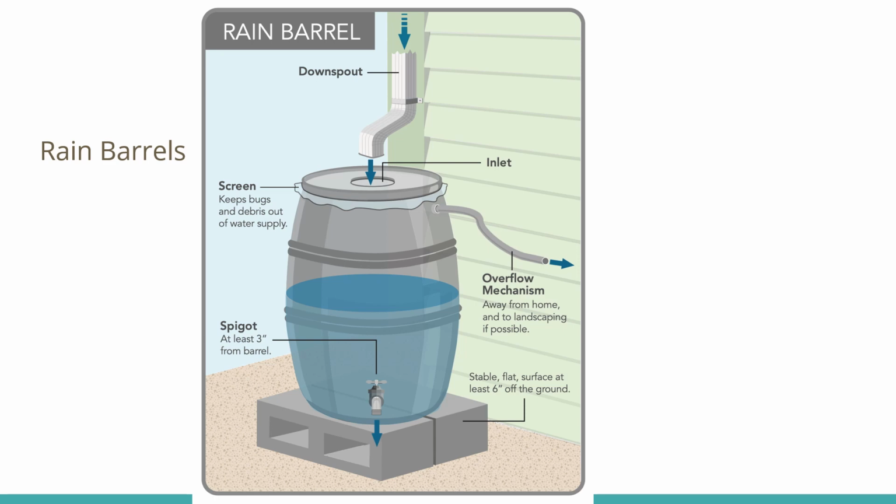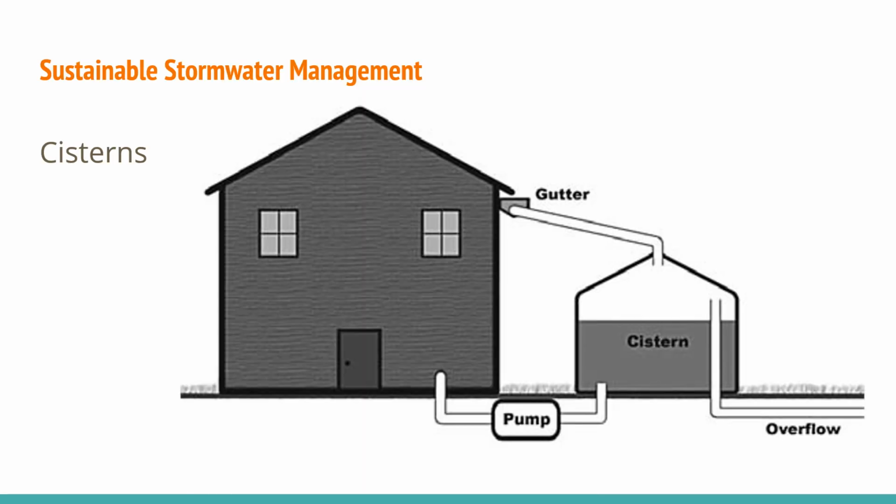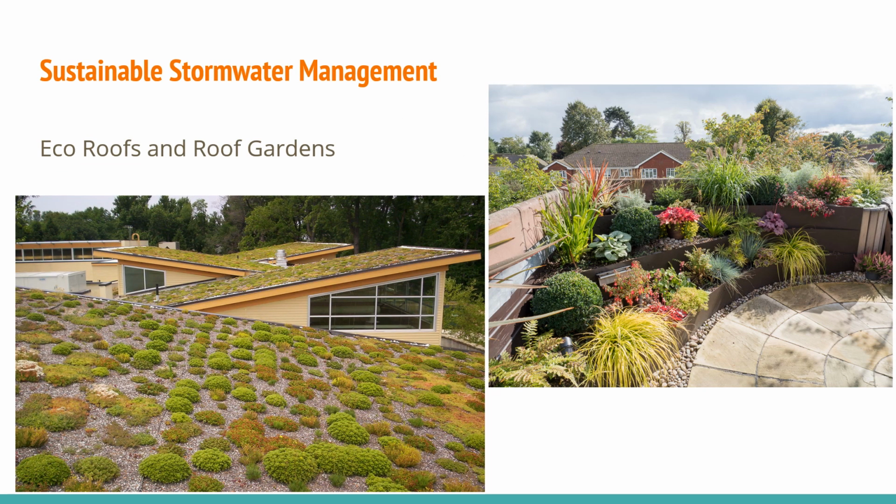Another example of that water collection system are rain barrels. We've already talked about this a little bit, but just to give you an idea there. Cisterns are another option if your state allows rainwater collection. And then we also have eco-roofs and roof gardens.